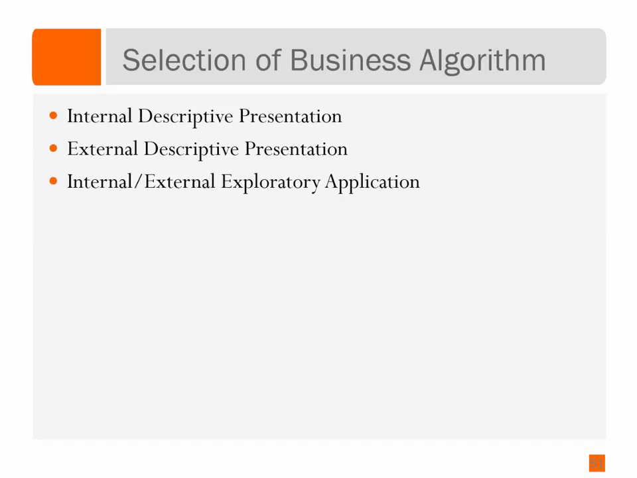So in selection of a particular business algorithm, we might have an internal descriptive presentation, something whose purpose is for internal distribution in our company. We might have an external descriptive presentation, something we send out to all our customers, or an internal/external exploratory application. And so we will take a look at one of those that might be a good example of an algorithm.